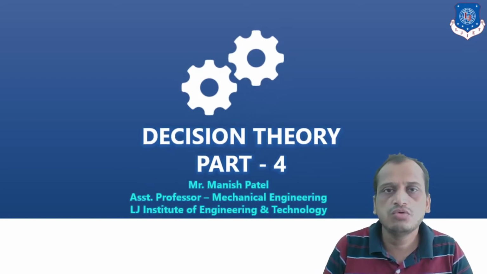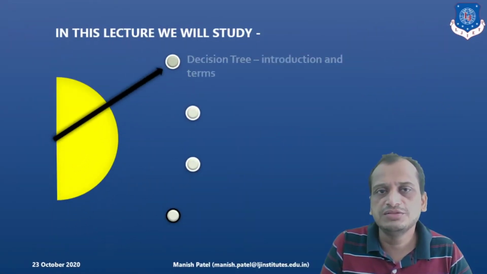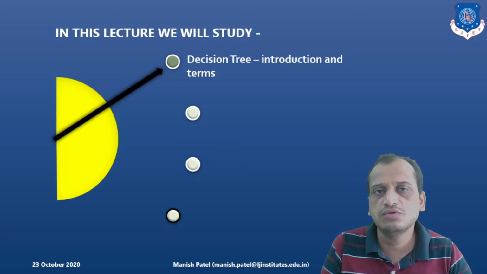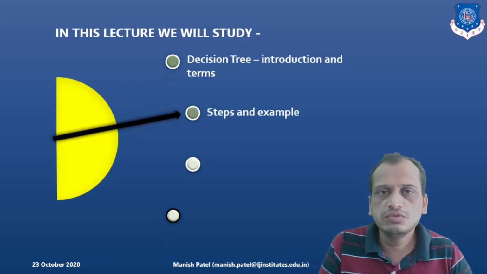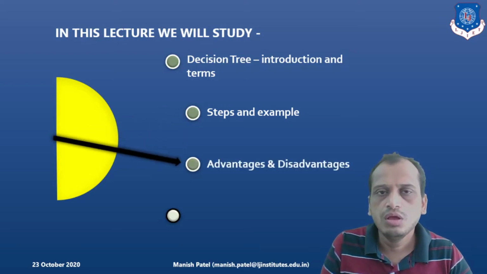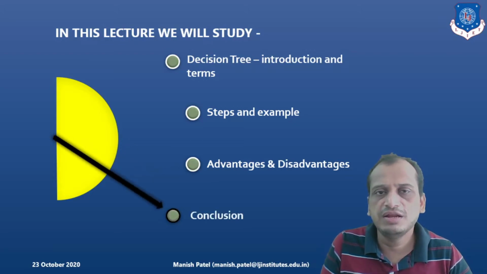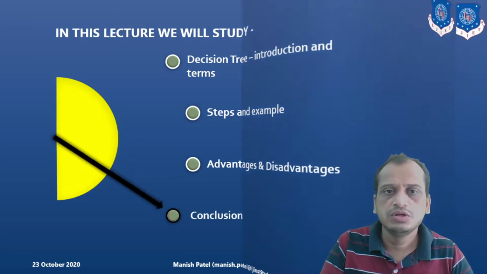In this lecture, we are going to study decision tree, the final topic of decision theory. We will introduce the term decision tree and look into the explanation of different terms related to it. We will also look into the steps to prepare the decision tree, and solve an example based on it. We will also see advantages and disadvantages of decision tree, and finally we will conclude the chapter. So let's start.